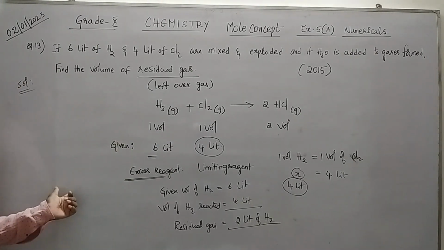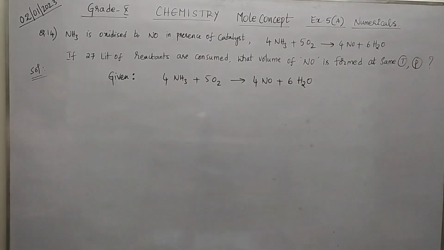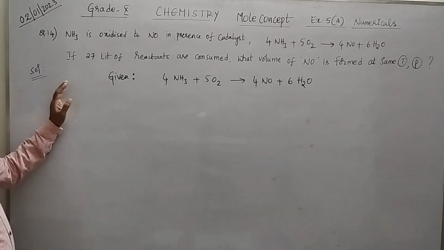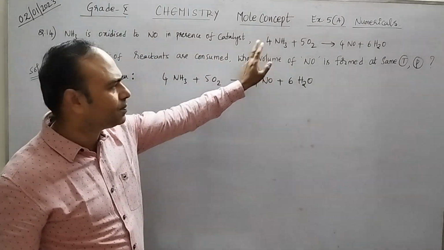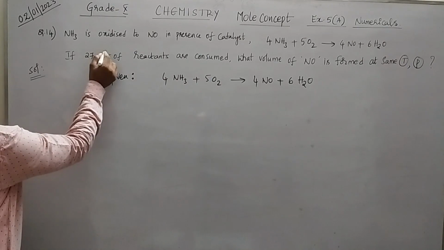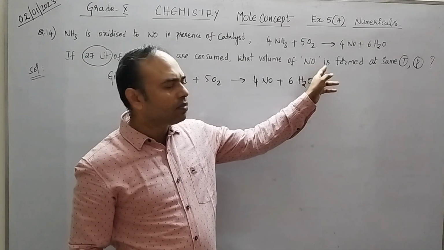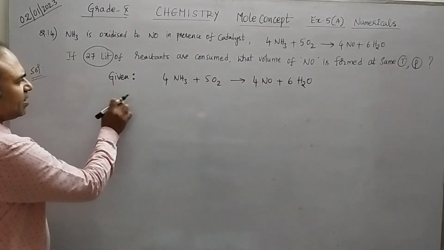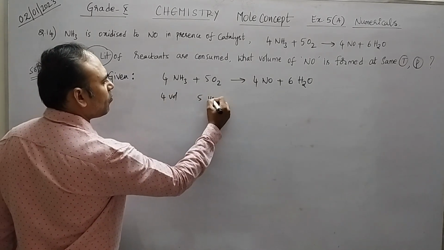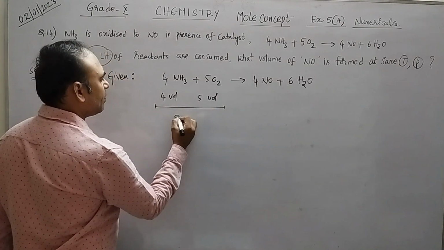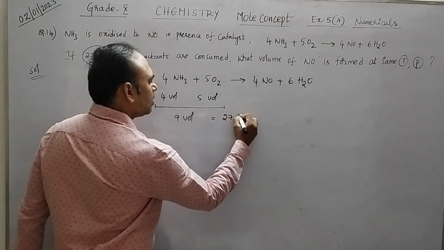Now let us move to question number 14. Try to understand the question and solve it. Ammonia is oxidized to nitrogen monoxide in the presence of a catalyst according to this equation. If 27 liters of reactants are consumed, what volume of NO, nitrogen monoxide, is formed at the same temperature and pressure? Given the equation, here 4 volumes of NH3 and 5 volumes of oxygen, together how much do we have? 9 volumes. And they mentioned that you are utilizing 27 liters.